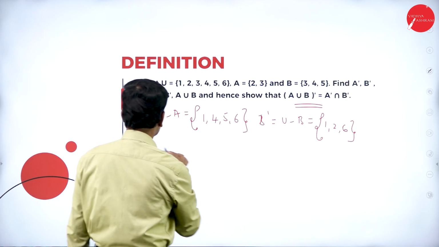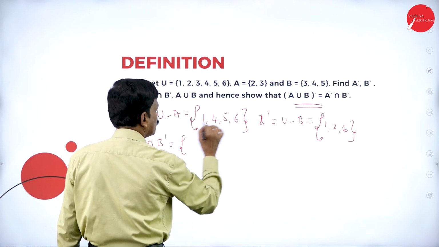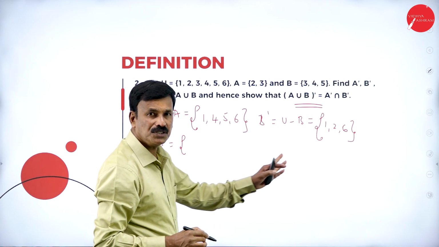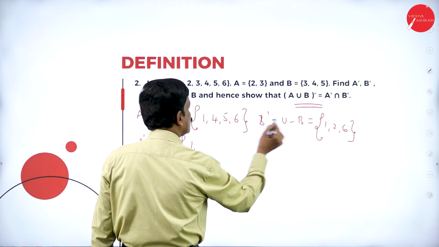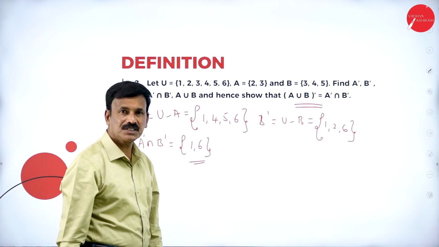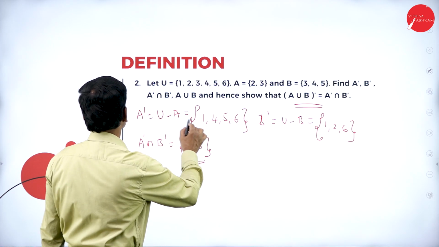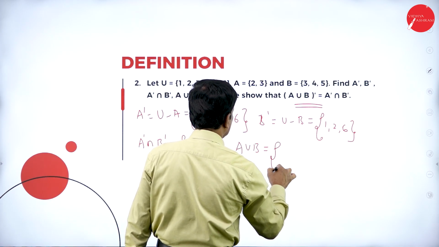Now A dash intersection B dash. The intersection. So what is common in this A dash and B dash? So 1, then 4 is not there, 6. 1, 6 is the intersection, the A dash intersection B dash. Then A union B. Find out A union B. What is A union B?